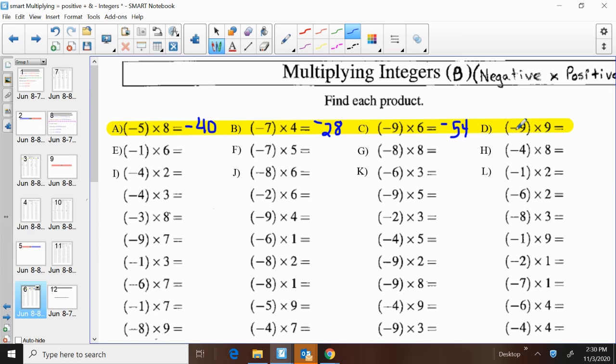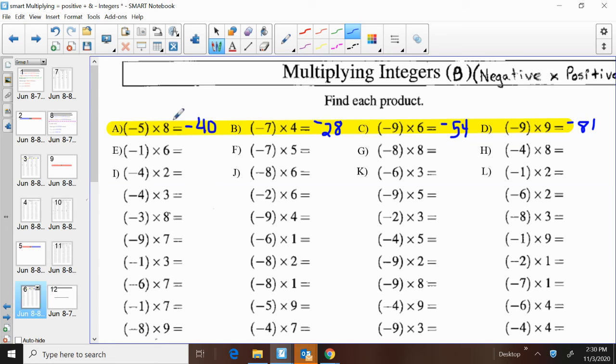Last example, negative 9 times positive 9, negative 9 times 9. The answer is going to be negative because the signs are different. A negative times a positive. 9 times 9 is 81. Okay, so negative 9 times positive 9 is negative 81.